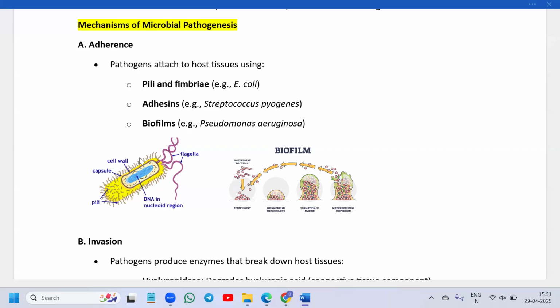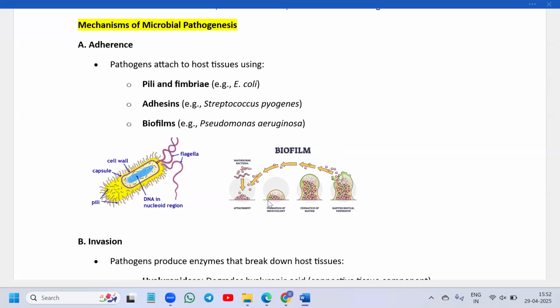attach to your tissue, right? An example is E. coli. Similarly, adhesins, which will again attach the bacteria to the host tissue. An example is Streptococcus pyogenes. Then biofilms. An example is Pseudomonas aeruginosa. Biofilms means what? So look at this picture. First, there is the bacteria.